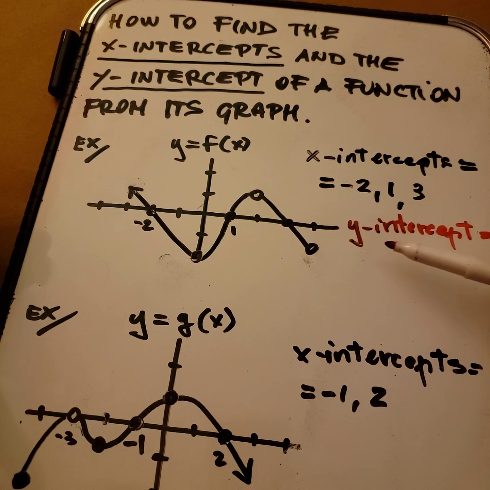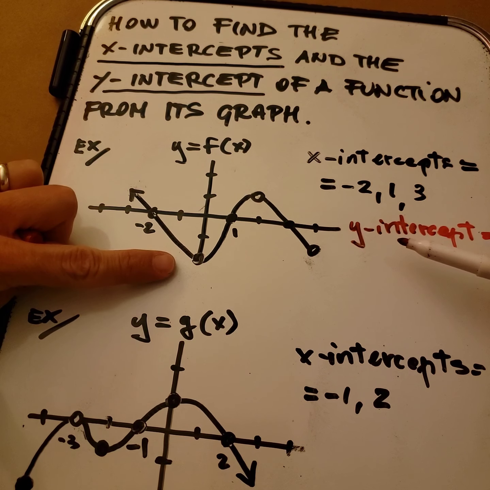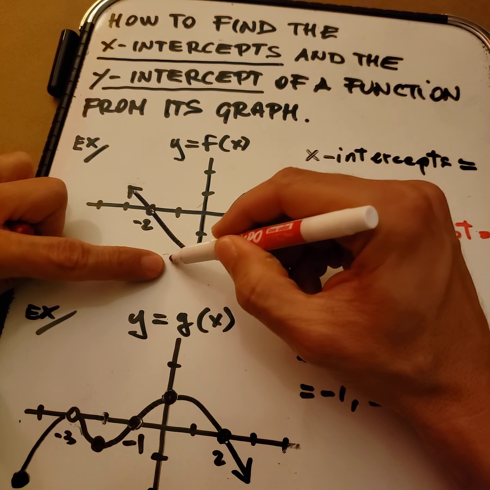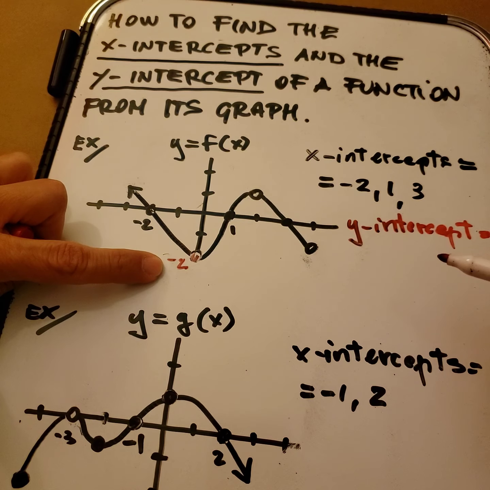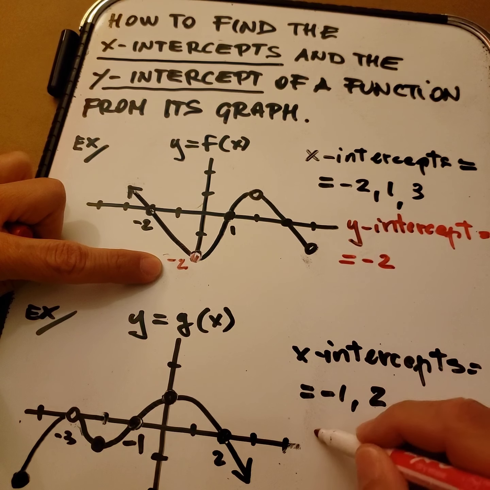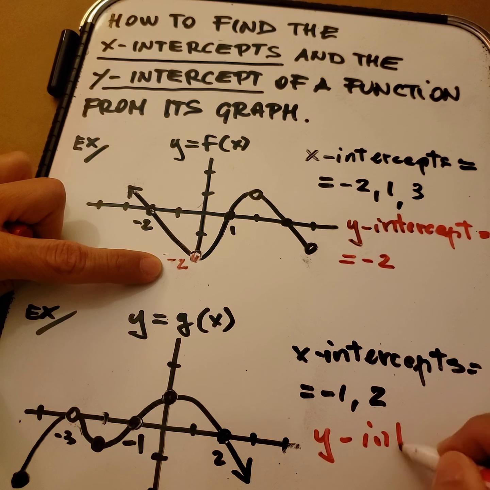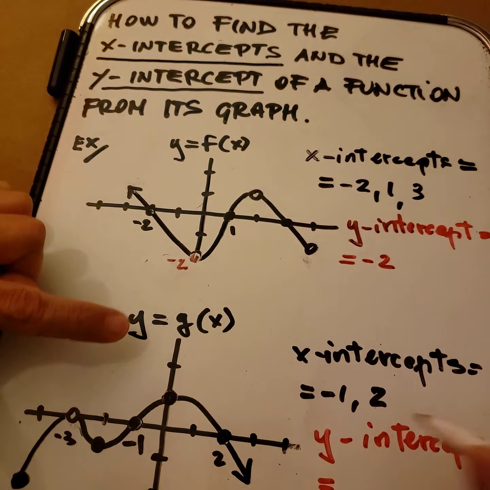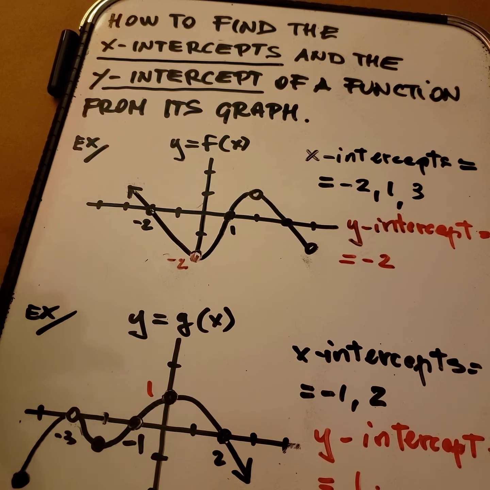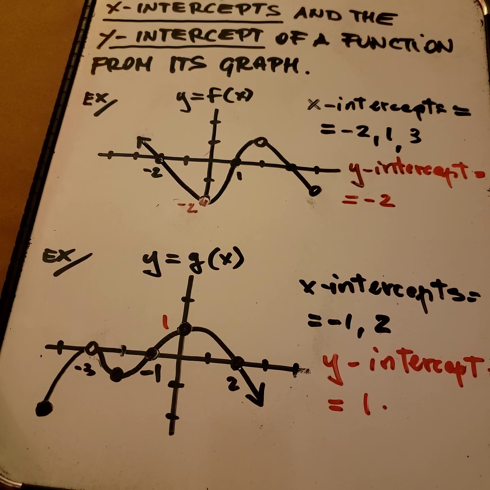So once again, when you're looking for the y-intercept, only look for one value. So we're looking for the point of intersection of the graph with the y-axis. So we have this point here, which occurs at y equal to -2, so it's -2. And in the second graph, the y-intercept occurs at y equal to 1. And that's the answer to the question.